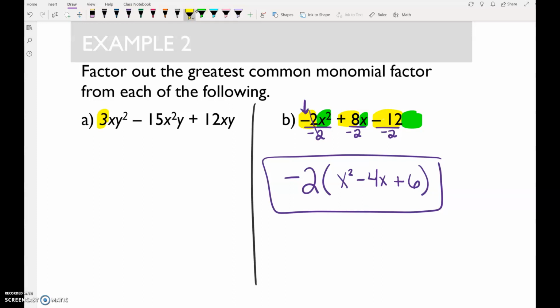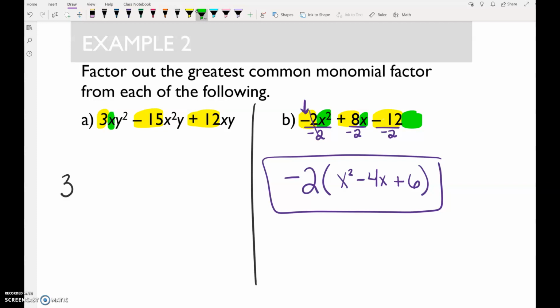First, look at the numbers. 3, negative 15, and 12. What do 3, negative 15, and 12 have in common that you can divide out of all of them? 3. Then look at your x's.